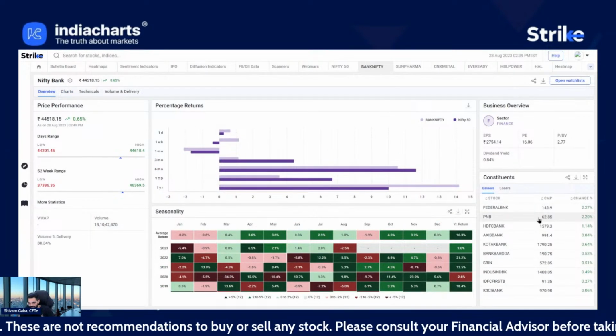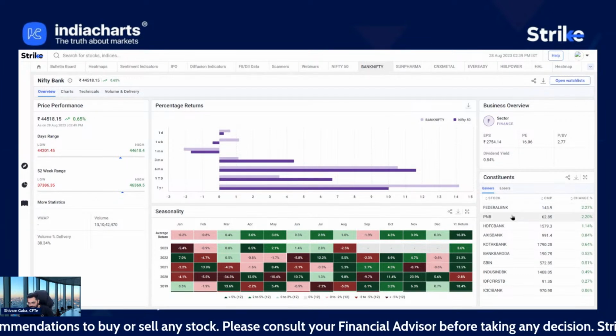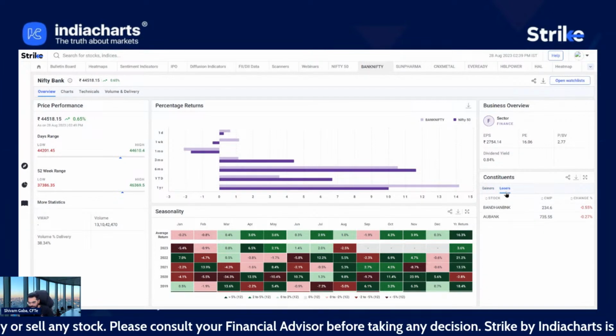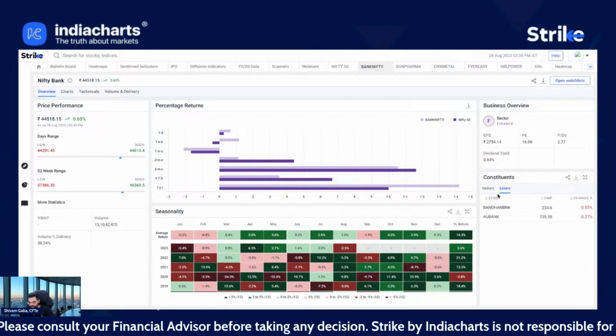The top gainers in Bank Nifty today are Federal Bank and PNB, while on the losing side there are only two stocks, Bandhan and AU Bank.